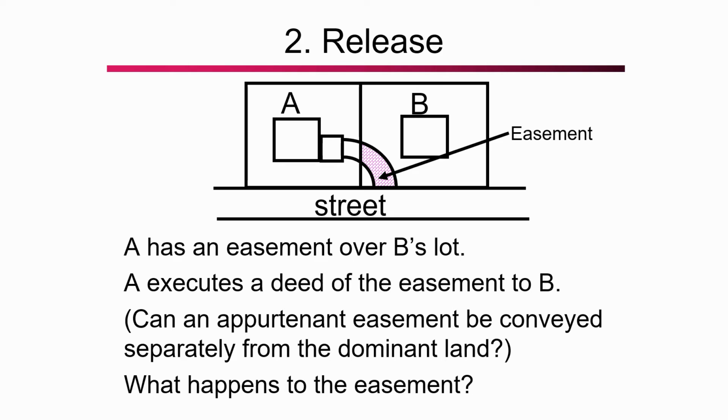The easement and the servient land merge together. In effect, the easement just sort of sinks into the servient land and disappears. And that's the end of the easement.